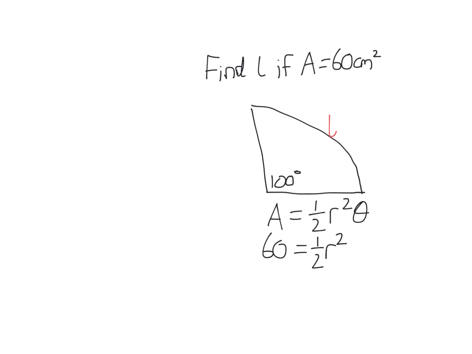Now I can't put 100 for theta because theta has to be in radians. So I need to convert 100 degrees to radians. So I go 100 times pi over 180 gives me 5 pi on 9 radians.